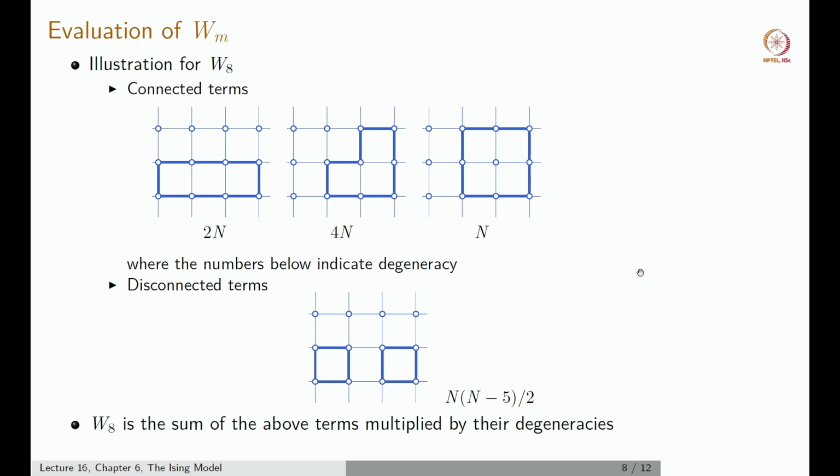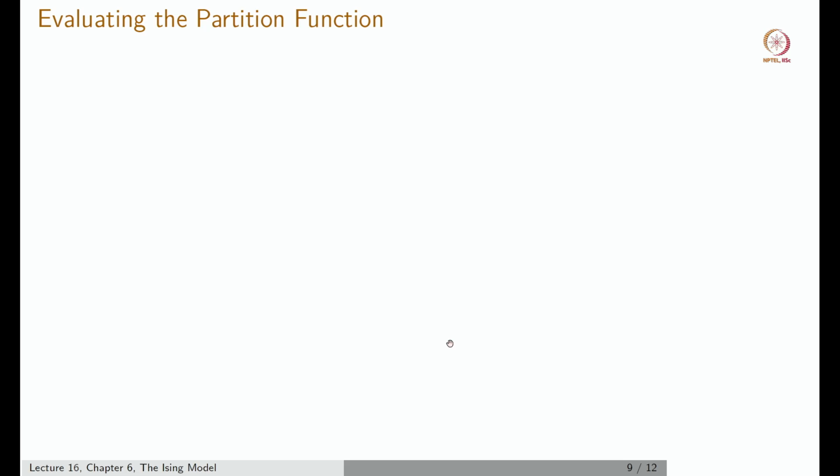Okay, so the W8 term that will enter the partition function calculation will be, you find the value of this diagram and just multiply it by the degeneracy and add them all together. So all of these terms will be multiplied by the degeneracy and added together, and that will give you the full W8 term. Okay, all right. So we have come this far.